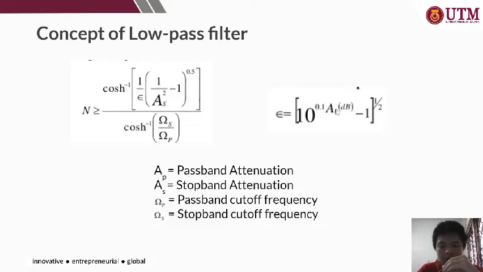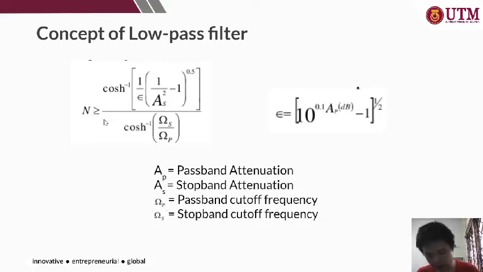So AP, we need to substitute into the right hand side the formula of epsilon. And AP, the unit of AP is in decimal. And next up we have AS, substitute, and omega S or omega P. Once we already substitute all of these parameters, we will get a value of n. So what is the next step?